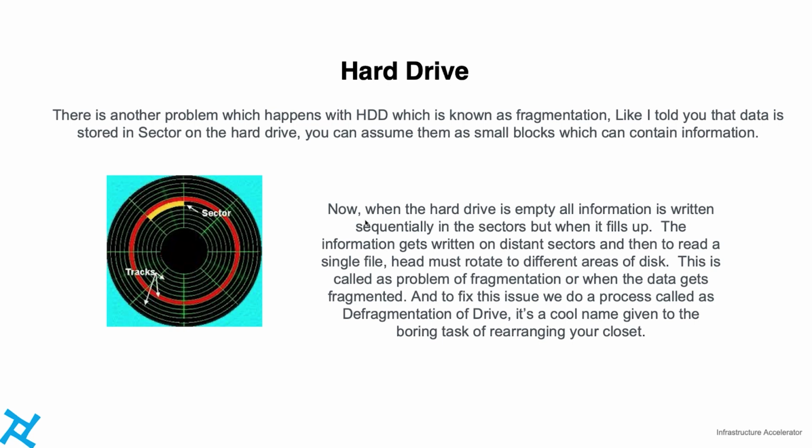So there are two different reader heads going to two different disks, to two different sectors, to retrieve one file. And that becomes slow. Over time, this happens a lot. To fix this problem, we do what we call defragmentation. Defragmentation is a procedure where your computer goes back and rearranges the whole closet.